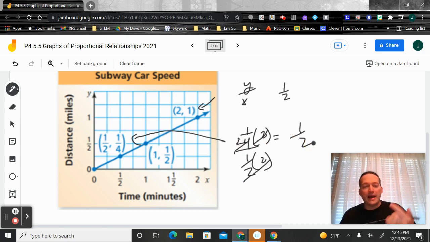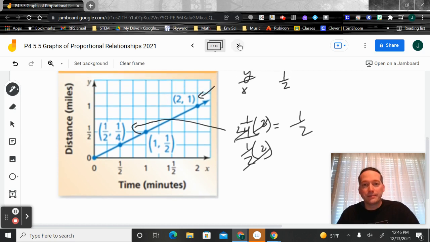1/2. So it doesn't matter what point you pick. Every single point, if it's a proportional relationship, will give you the exact same relationship. Y divided by x will always be constant.